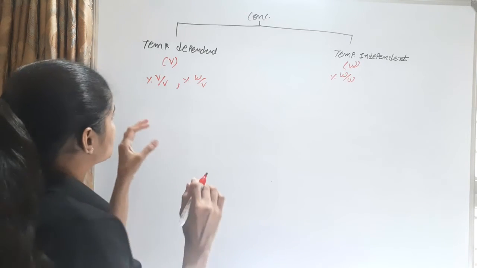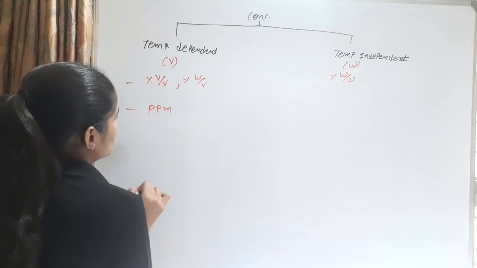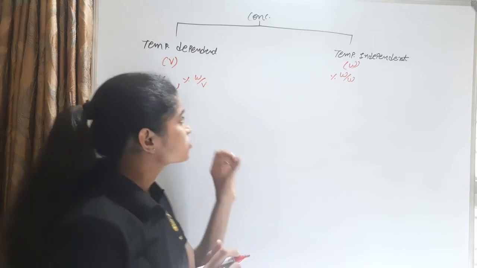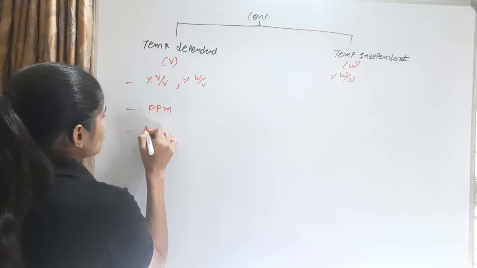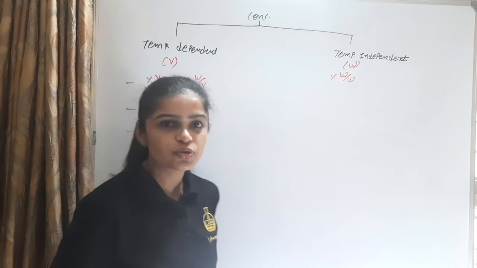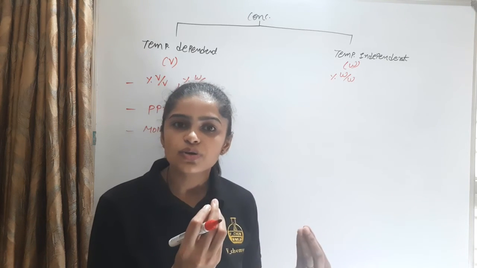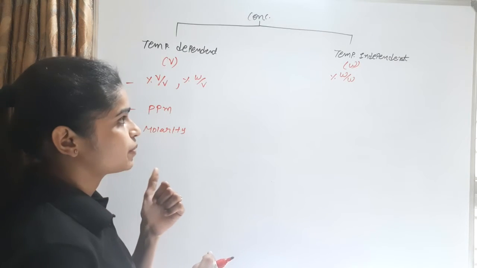Then now we discuss ppm, that is parts per million. This is also based on the volume of solution, so its category is temperature dependent. Next we discuss molarity. Molarity is the number of moles of solute per liter of the solution. Since volume is present, it is temperature dependent.